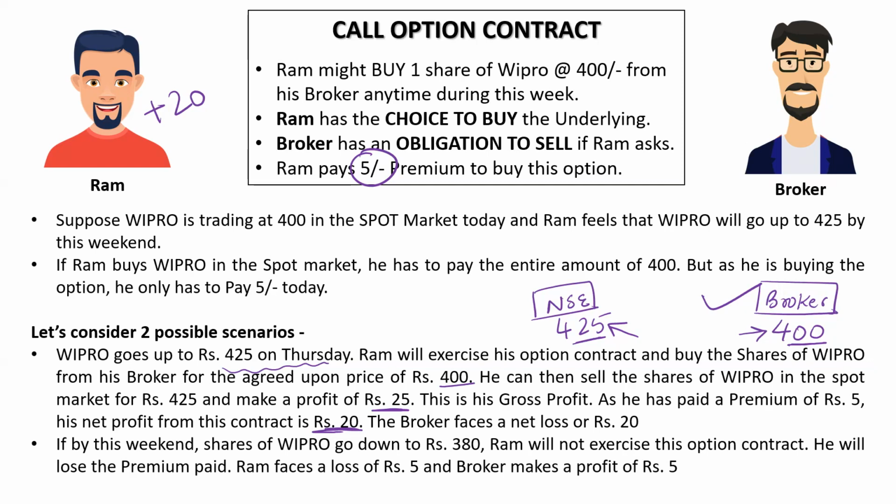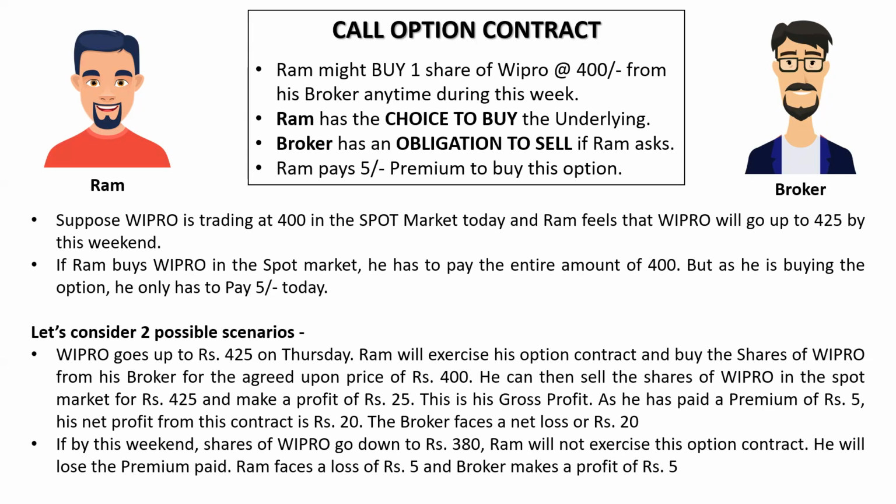If he is having a net profit of 20, the broker is having a net loss of 20. So if this person is winning, then this person is going to lose. So this was scenario 1. Let us consider another scenario.